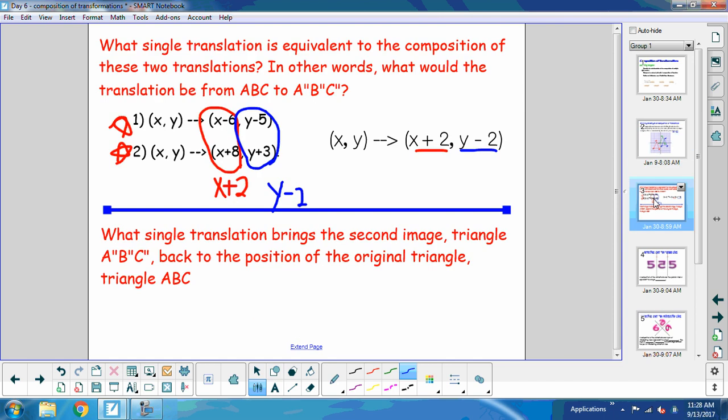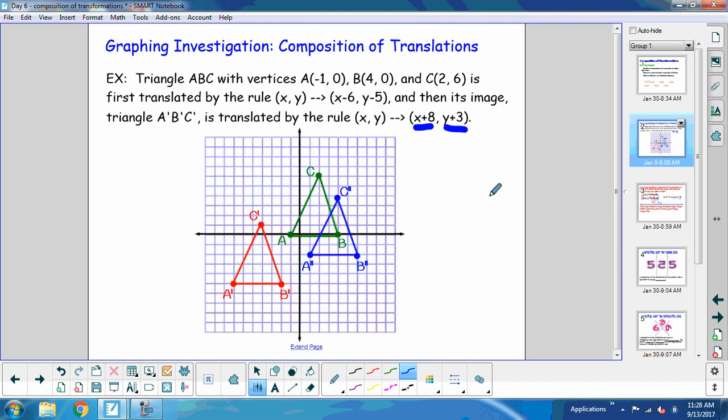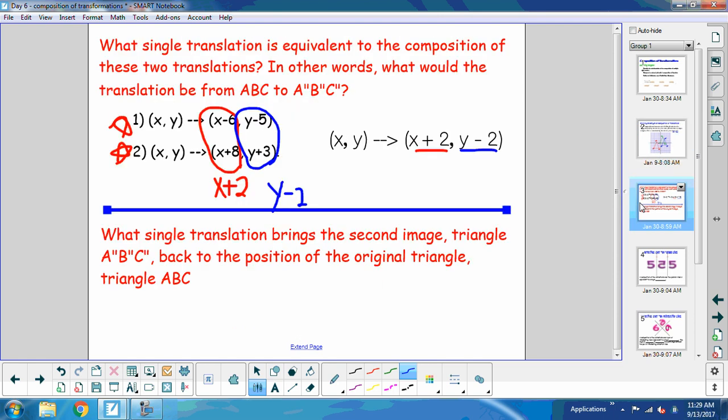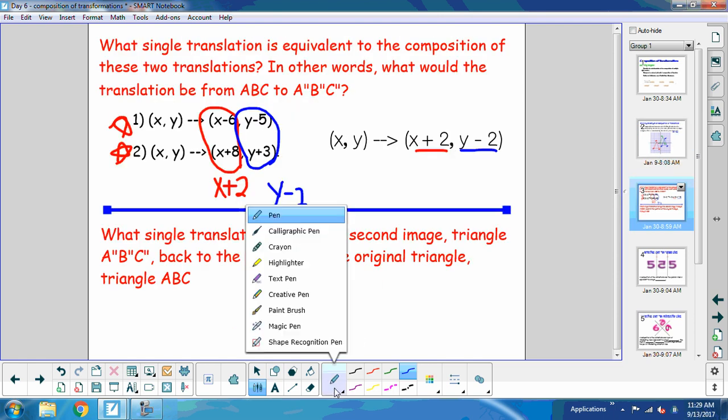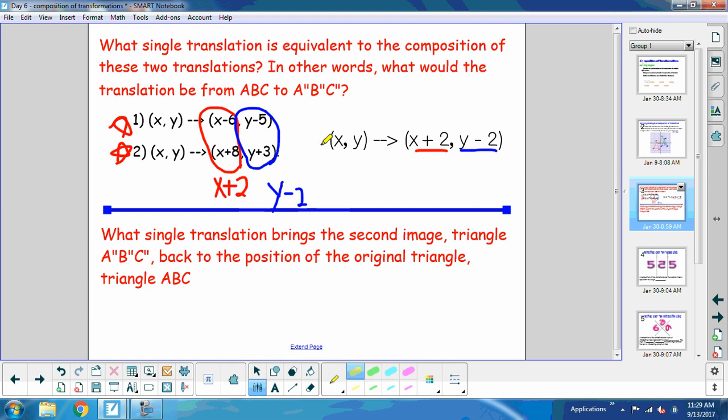So the next question is, what single translation brings the second image, which is triangle A prime, B prime, C prime, back to the position of the original triangle? So what can I do if I'm here at the blue triangle? How can I go back to the green? Well, think about, we just came up with this rule up top here, right? We just came up with this rule that allowed us to move from the first to the last.